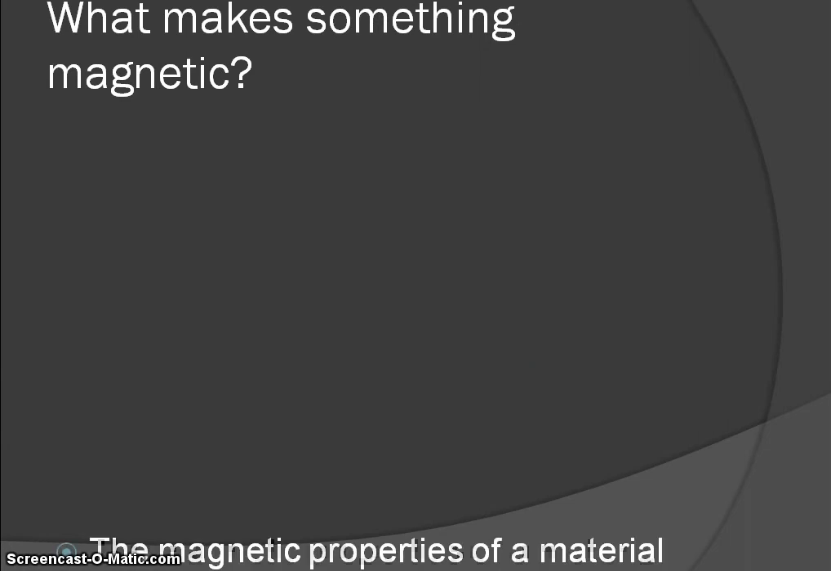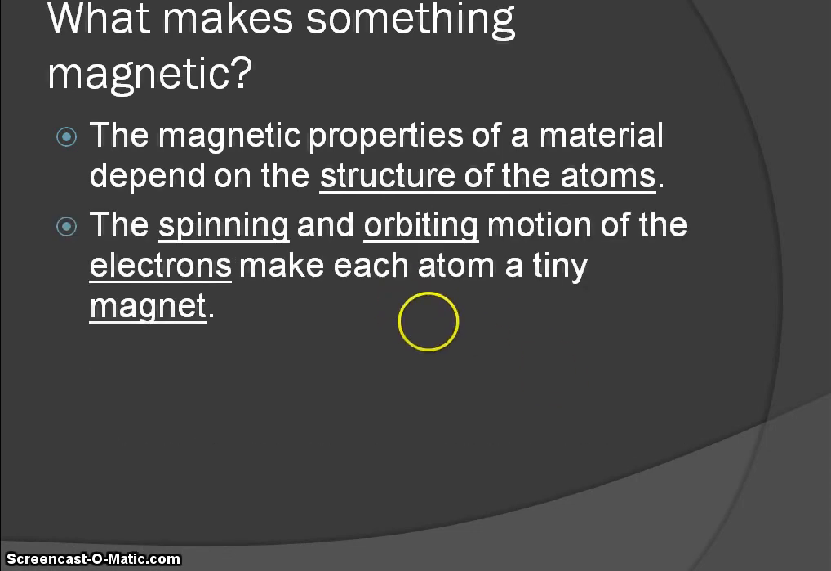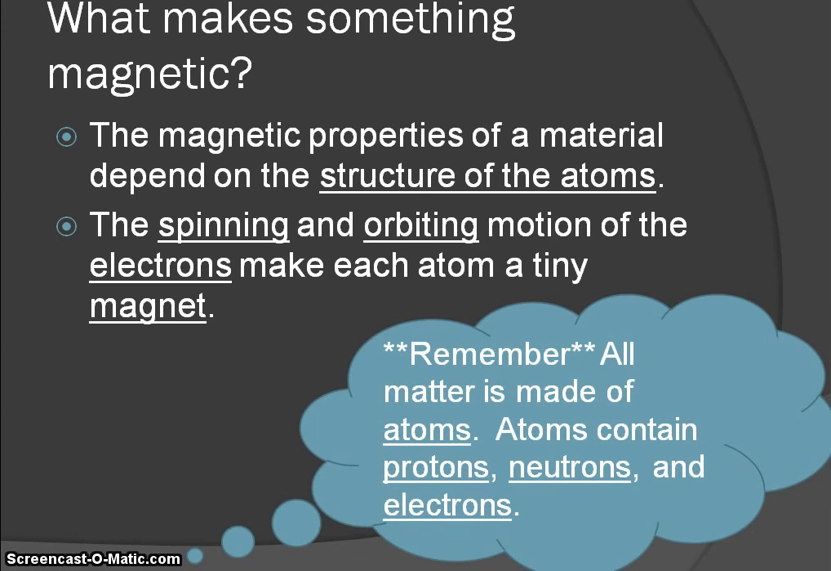What makes something magnetic? Well, we have to get down to the structure of the atom to really determine what makes it magnetic or not. The spinning and orbiting motion of the electrons are what makes something a magnet. And remember, all atoms are made up of protons, neutrons, and electrons, and depending on how many protons and electrons something has, properties can change. So not everything is going to be magnetic because they have different numbers of electrons.